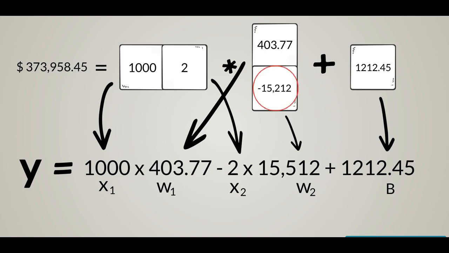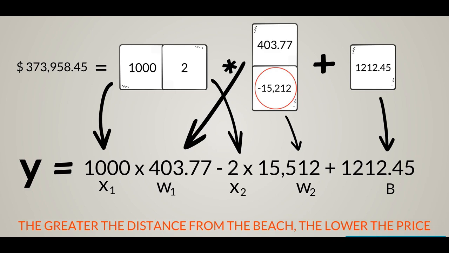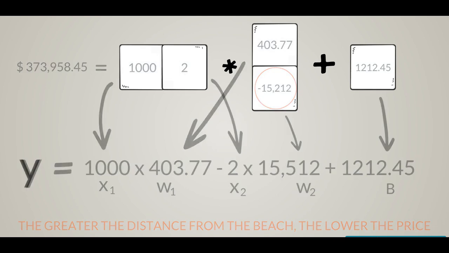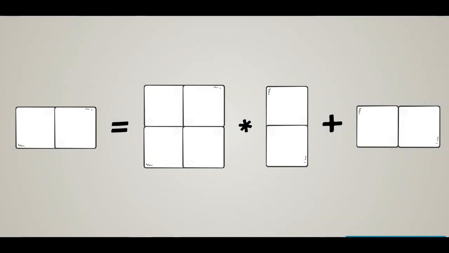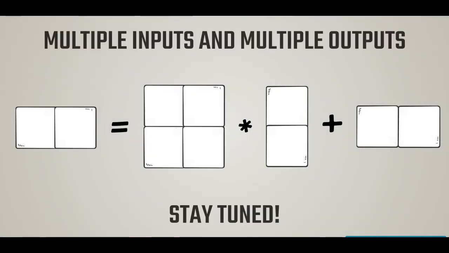$373,958.45. Notice that the weight of the distance from the beach is negative. This is because we expect this variable to have a negative impact on an apartment's price. The greater the distance from the beach, the lower the price. Alright, in the next lesson, we will extend the model to its most general form, multiple inputs and multiple outputs. Stay tuned.